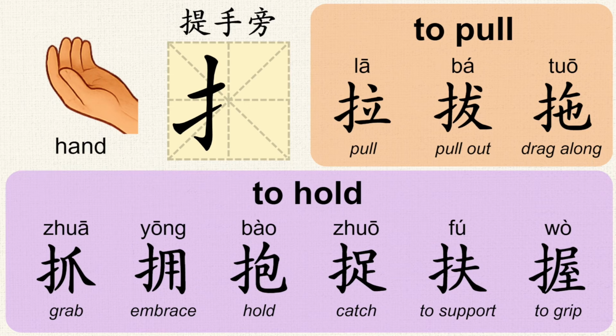Zhuo means to catch something or someone. Fu is to support or hold something so it doesn't fall. And wo means to grip something firmly. For example, wo shou means to shake hands with someone.